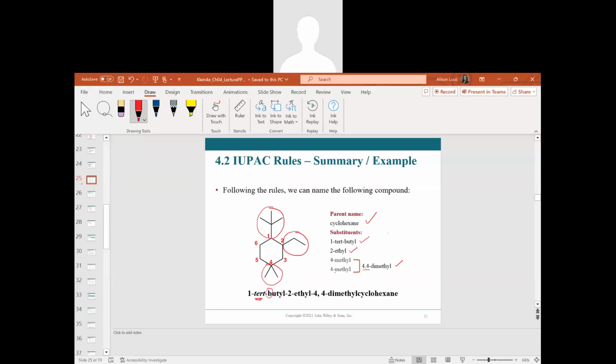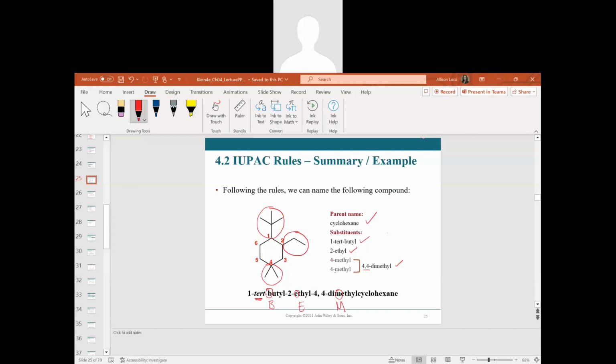So butyl is what we alphabetize here. Then ethyl is our next in alphabetical order, and then methyl. So we have B, E, M as our alphabetizing rule here. So that's why these substituents are placed in that order.